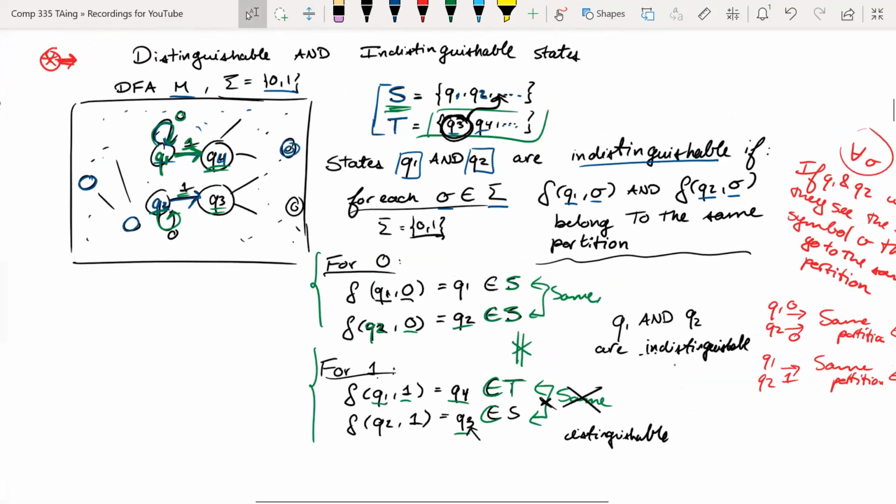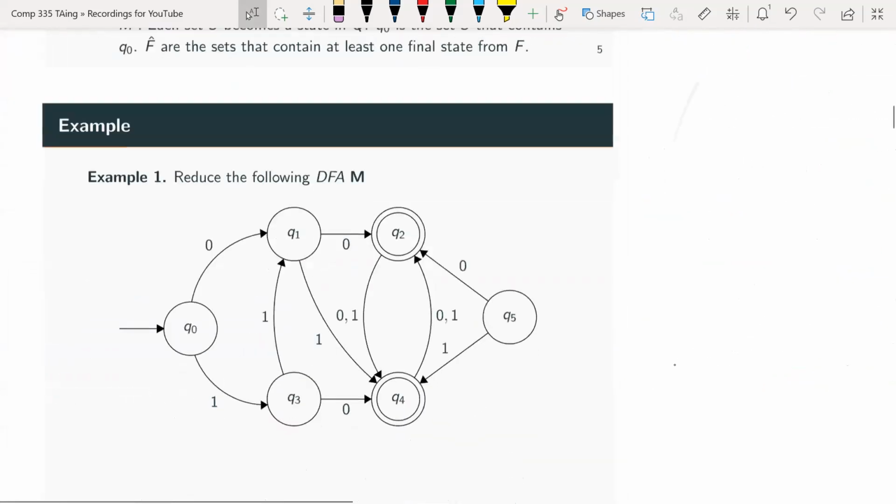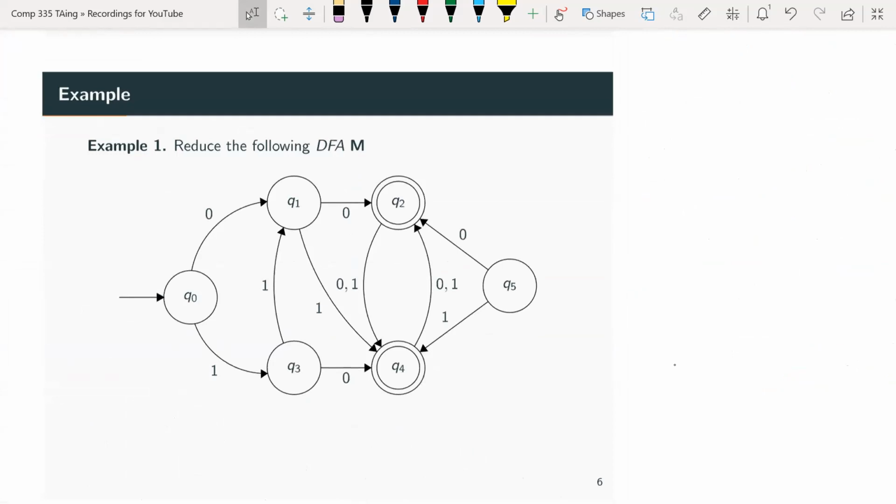If you're still a bit confused with distinguishable and indistinguishable states, don't worry, it's going to be a bit clearer when I actually run through the minimization algorithm. I have the following example here, and the problem is to reduce the DFA M into a minimal DFA, an equivalent DFA with the smallest possible number of states.